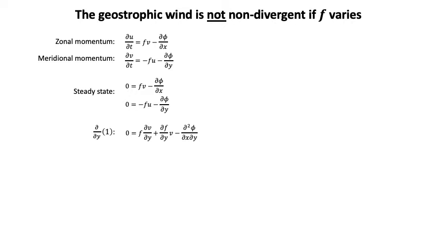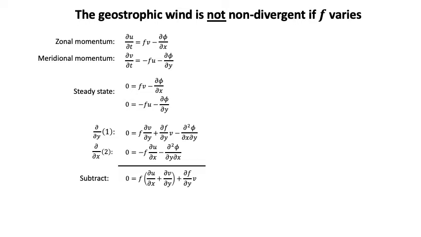What's important here is that you get a term f dv/dy, but you also have df/dy times v, which is beta, minus d squared phi/dx dy. If you take d/dx of the second equation, you get minus f du/dx, and then minus d squared phi/dy dx. If you subtract the two, those second derivatives are the same thing, so they cancel out, and you add the remaining terms. So 0 equals f times (du/dx plus dv/dy) plus df/dy times v.